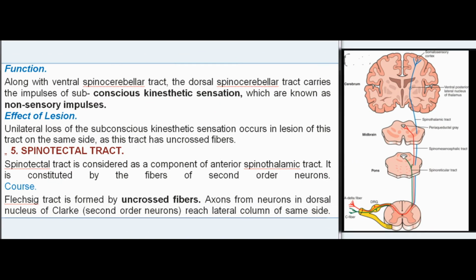Function. Along with ventral spinocerebellar tract, the dorsal spinocerebellar tract carries the impulses of subconscious kinesthetic sensation, which are known as non-sensory impulses. Effect of lesion. Unilateral loss of the subconscious kinesthetic sensation occurs in lesion of this tract on the same side, as this tract has uncrossed fibers. 5. Spinotectal tract. Spinotectal tract is considered as a component of anterior spinothalamic tract. It is constituted by the fibers of second-order neurons.